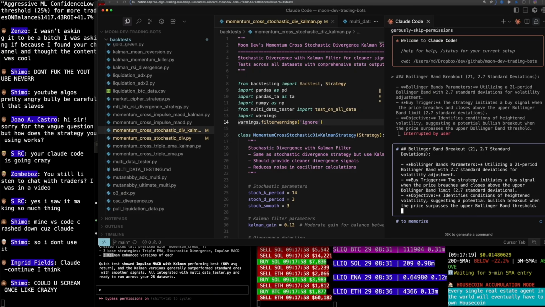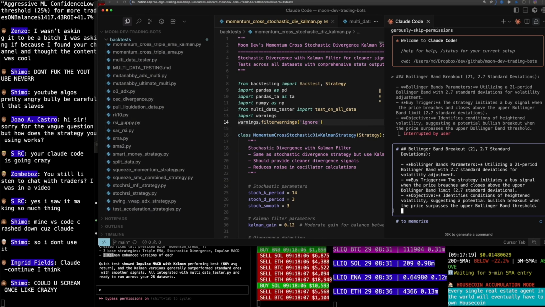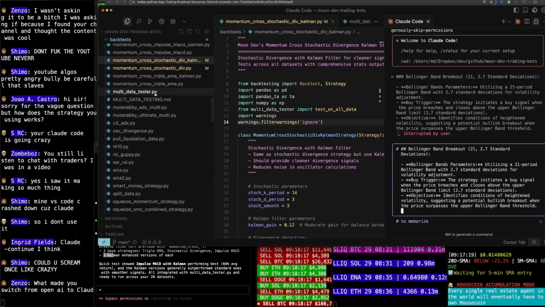Also test it with the ADX. Also test it with the MFI. And also test it with an oscillator. This should output a bunch of different strategies, including the original one that's above, and testing against the 25 or so different data sources that we explain in multi-data tester and multi-data testing MD.